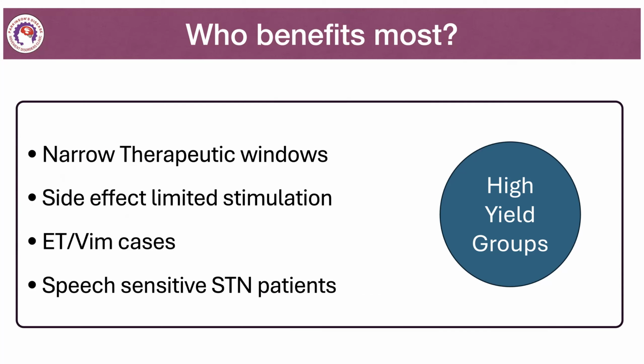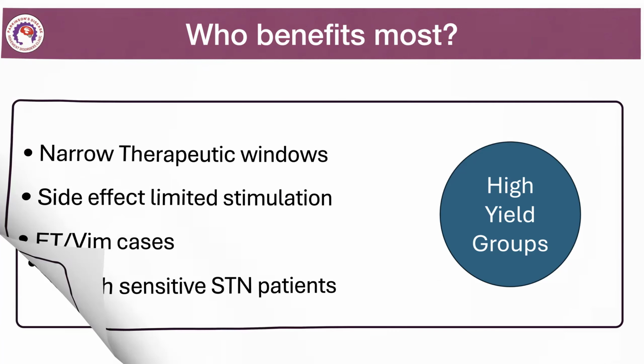And for very fine targets, like the thalamic target for essential tremor, it helps. But for targets which are very big, like the GPi, because the GPi target itself is big enough, you need the whole structure to be stimulated. In those scenarios, having a directional lead may not have much value at all. Speech sensitive and STN patients can benefit better here.